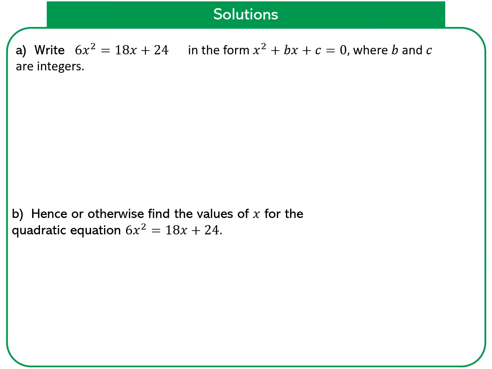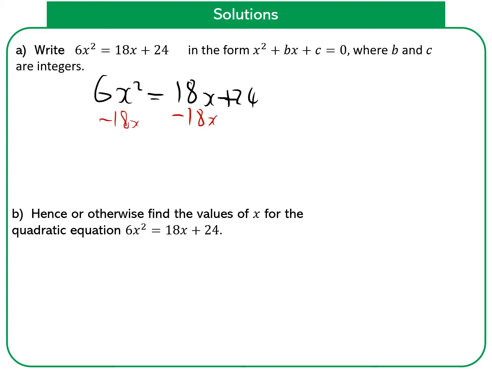Write 6x squared equals 18x plus 24 in the form x squared plus bx plus c equals 0, where b and c are integers. Now we recall I need to write my quadratic equal to 0 to be able to solve it. So how can we rearrange this? Well, what I'm going to do first of all is take across the 18x.